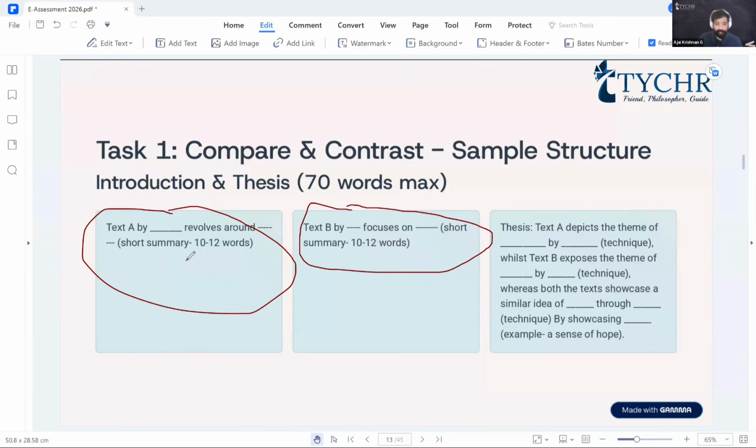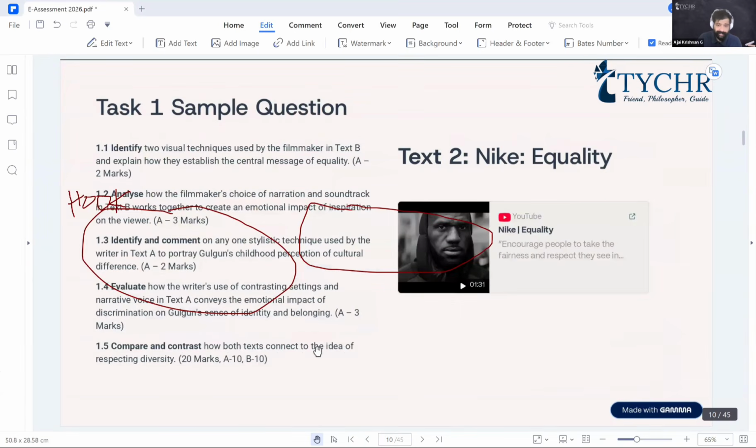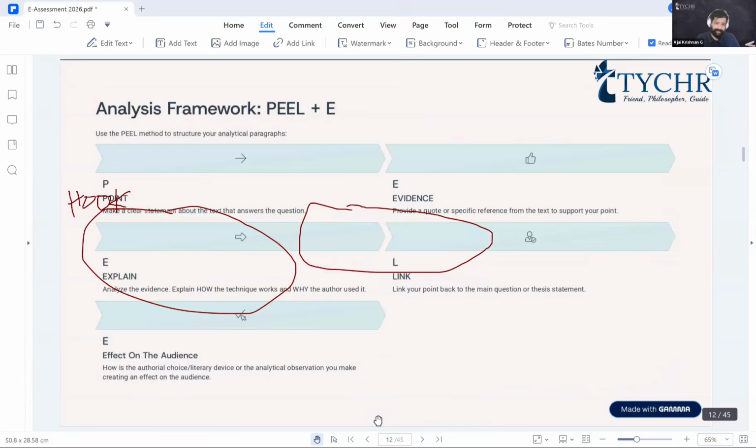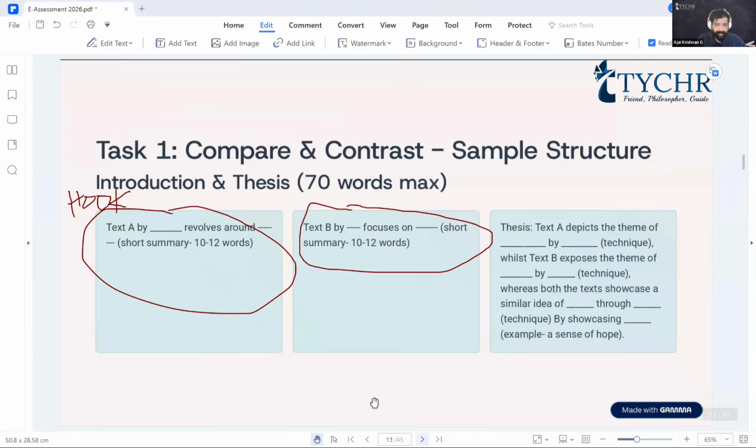But even before that, if you want to include a hook sentence, you are welcome to include that. If you can start writing with a hook statement, do start with it. And how do you write a hook statement? Anything to connect with the keyword in the question can be your hook statement. The key idea here in the question is how both texts connect to the idea of respecting diversity. So your philosophical take or a rhetorical question, anything to do with respecting diversity, can be a hook statement, which you can add. It's always welcome. Even if you don't have one, it's okay. But if possible, do add a hook statement.